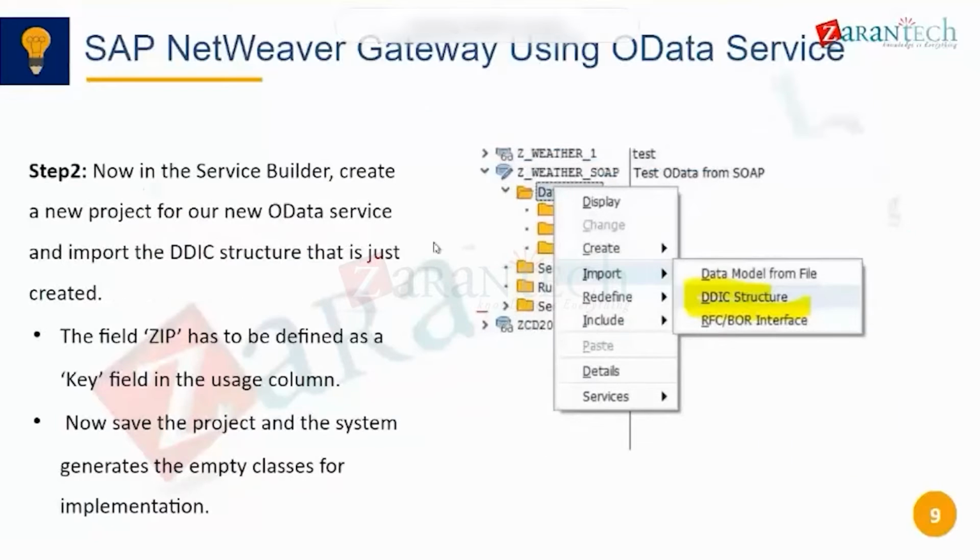And now create this option. For creating, you have so many import options: one is from data model, from file; the second one is DDIC; and the third one is RFC/BAPI interface.